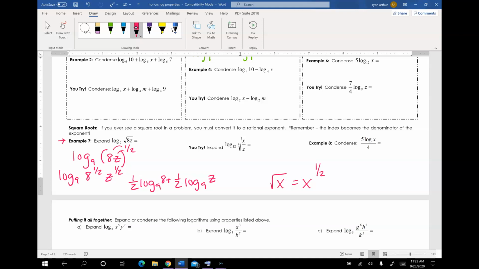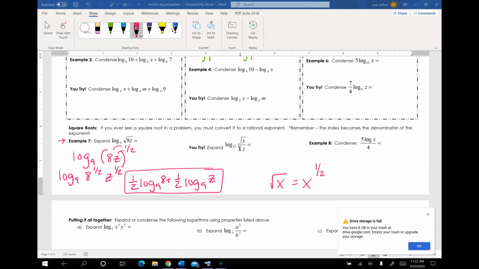Okay, because I was multiplying, I got to add, and then I put those exponents in the front. So that's going to be your final answer. Okay? Now, the next one is the fourth root. Well, if the square root is 1/2, what do you think the fourth root is going to be? It's going to be the 1/4.